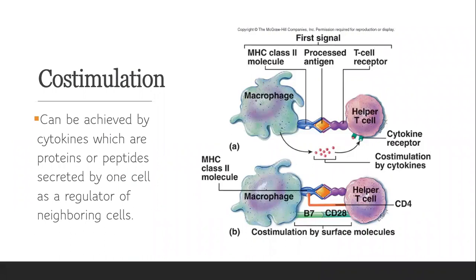Co-stimulation can be achieved by cytokines, which are proteins or peptides secreted by one cell as a regulator of a neighboring cell.